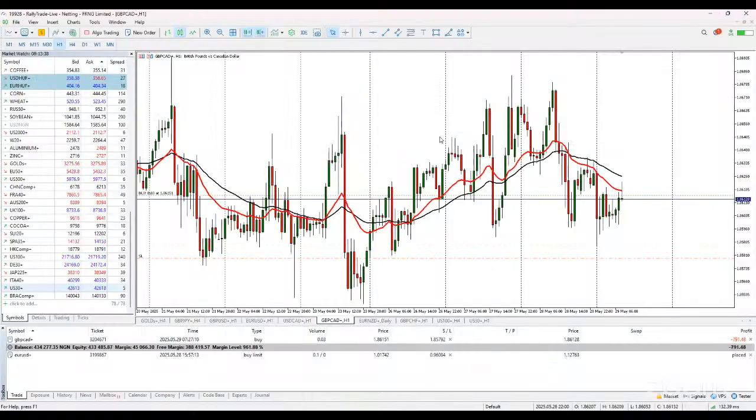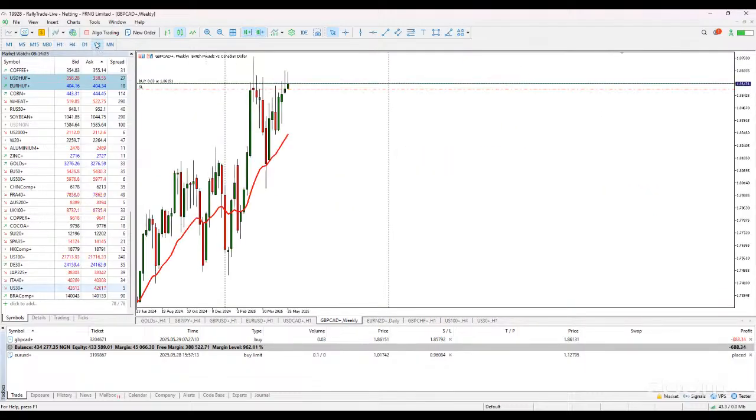I want to start with GBP/CAD. On GBP/CAD, we've been seeing some ranging movements lately, but this is on the 1 hour time frame. Let me start with the weekly time frame.